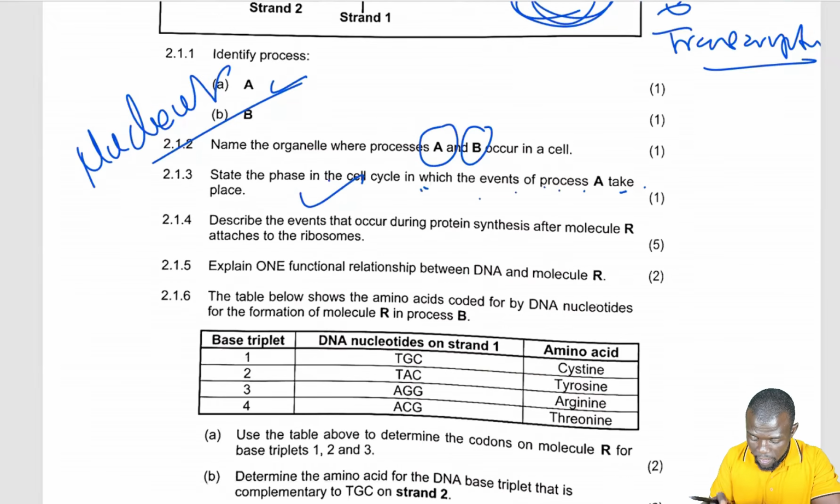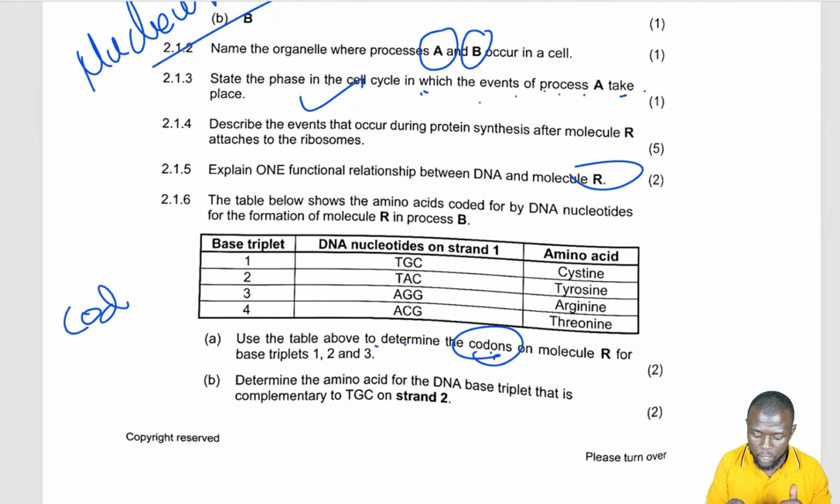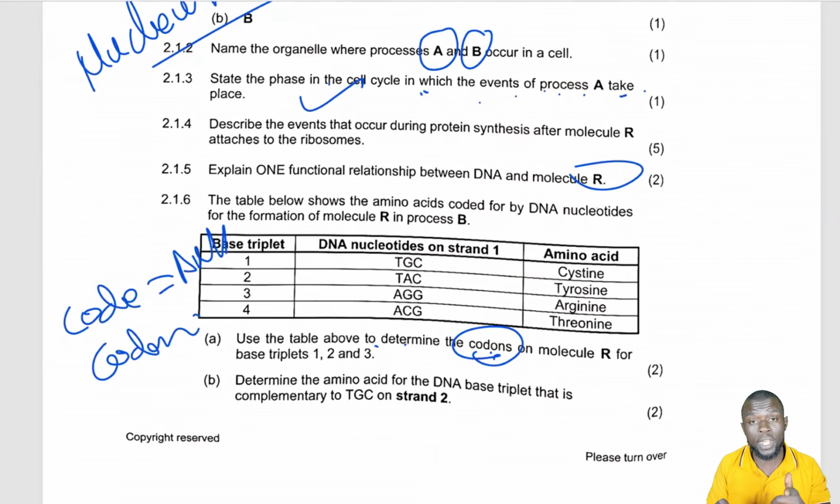Then they are saying to explain the function. The table below shows the amino acids between DNA and molecule R, which is messenger RNA. They say to use the table below to determine the codons. When you talk about codons, remember we have the codes which we find on DNA, the codons which we find on the messenger RNA, and the anticodons which we find on the tRNA. I've explained this before.